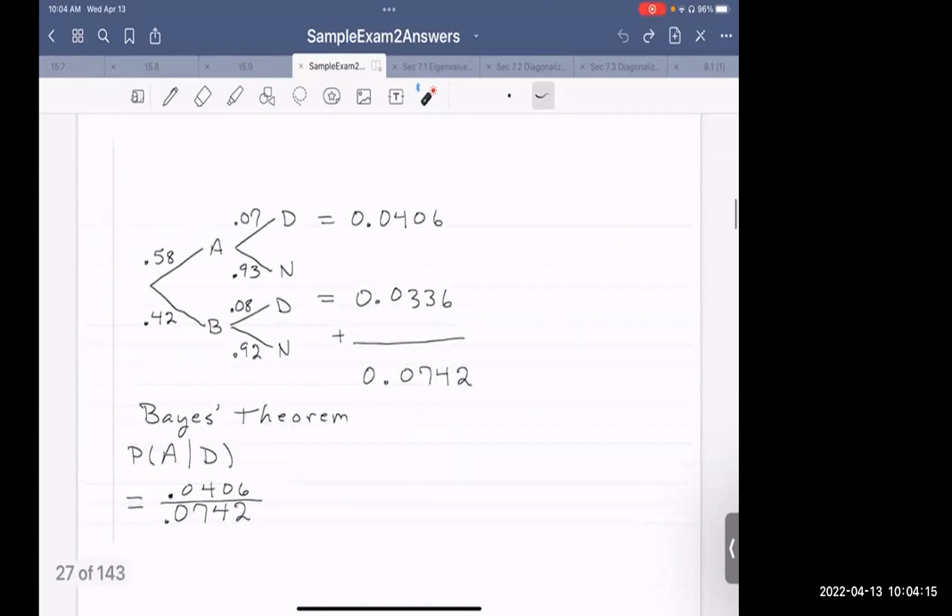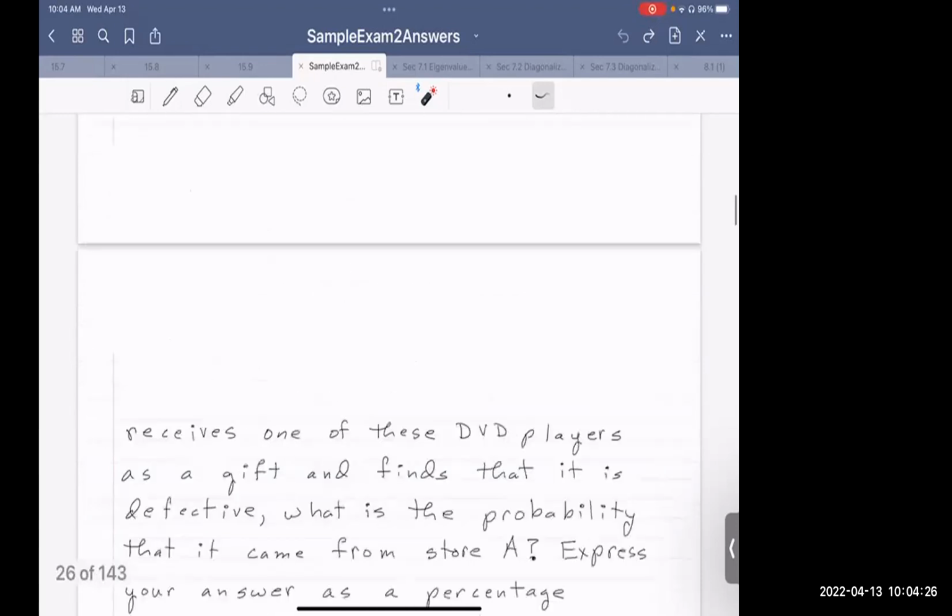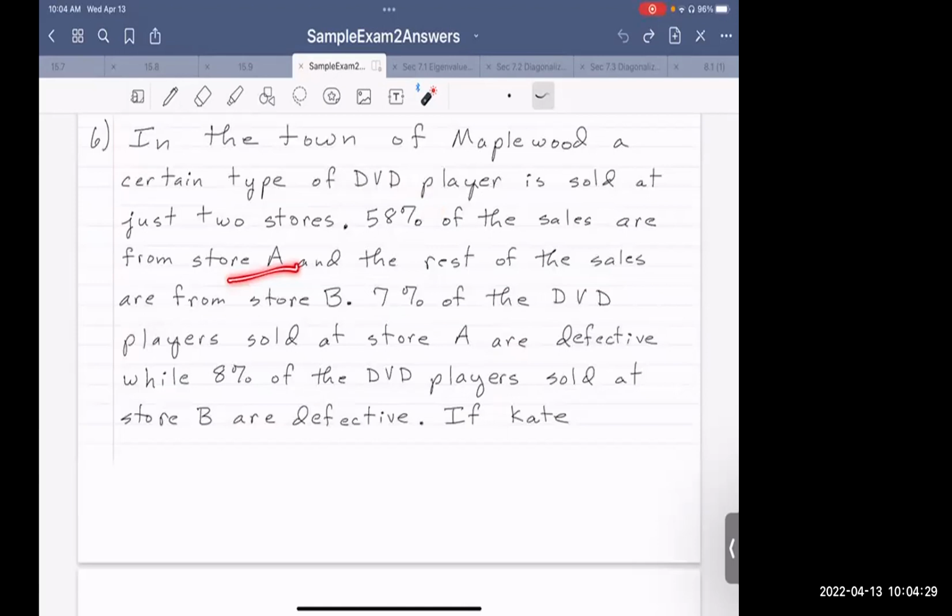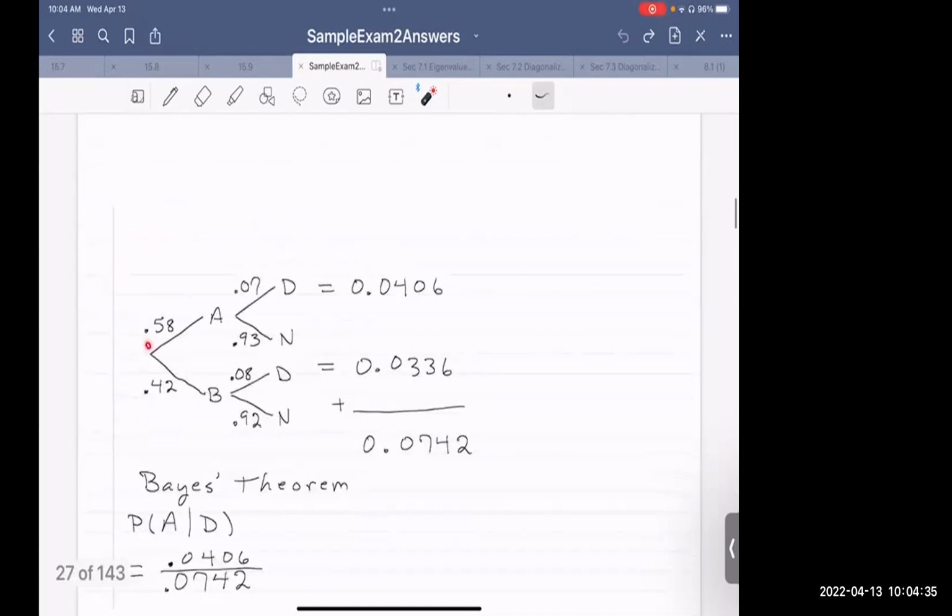And so I have here that we have 2 stores, store A and store B. We have that 58% of the sales are from store A, and the rest are from store B. So 58% are from store A, and the rest are from store B. And so, well, if I have a 58% probability of success, I have a 42% chance of failure. And so 42% of the sales are from store B.